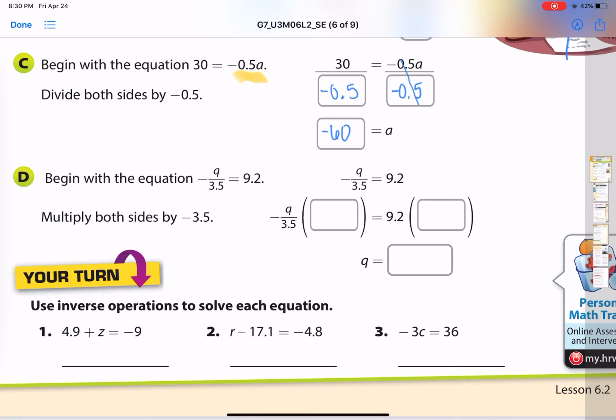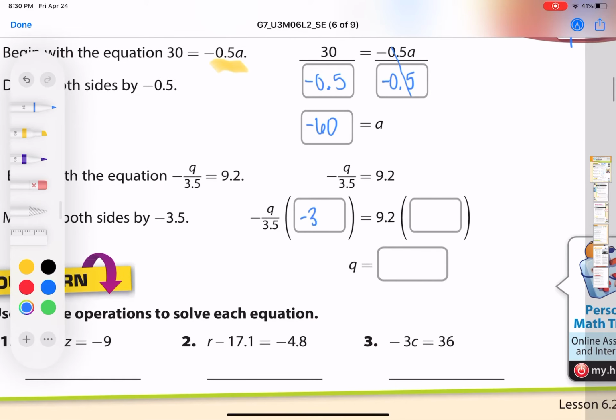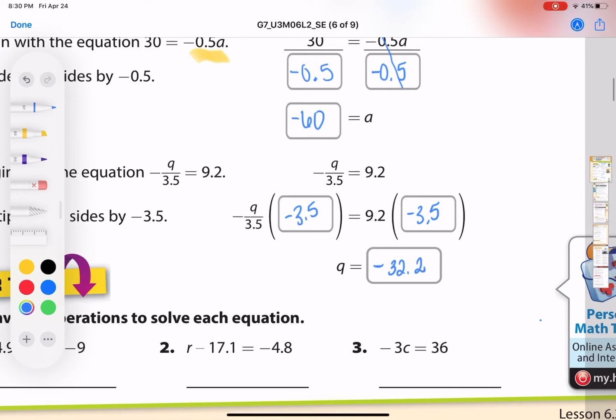And letter D, it says begin with the equation negative q over 3.5 equals 9.2. To get the q by itself, we're going to take the negative with the 3.5, that way we don't have to divide by a 1. In this case, it's being divided, so we are going to multiply both sides by negative 3.5. A negative times a positive is a negative. So 9.2 times negative 3.5 is negative 32.2.